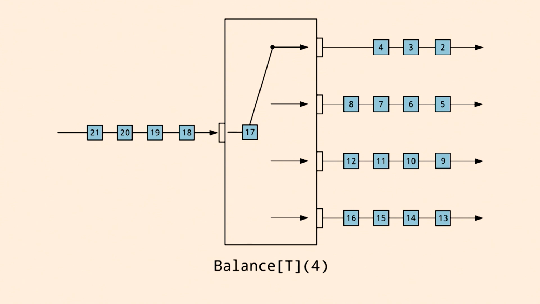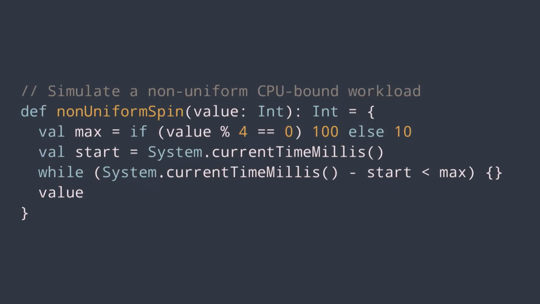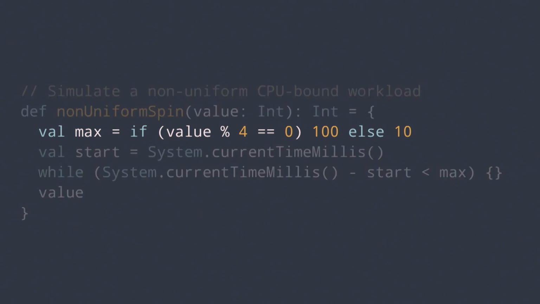So this non-uniform spin function will help demonstrate this. Every fourth element takes an order of magnitude longer to execute.